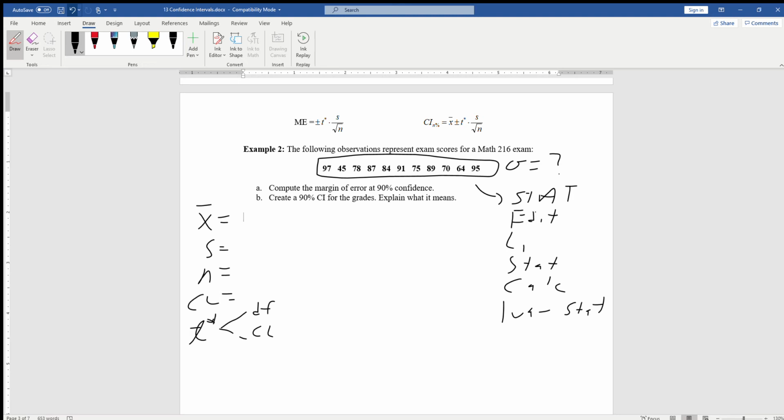So I went through and did this, and here's what I got. Stat, calc, one var stat. I got that x bar is 79.545. S, which is really Sx in the calculator, is equal to 15.456.